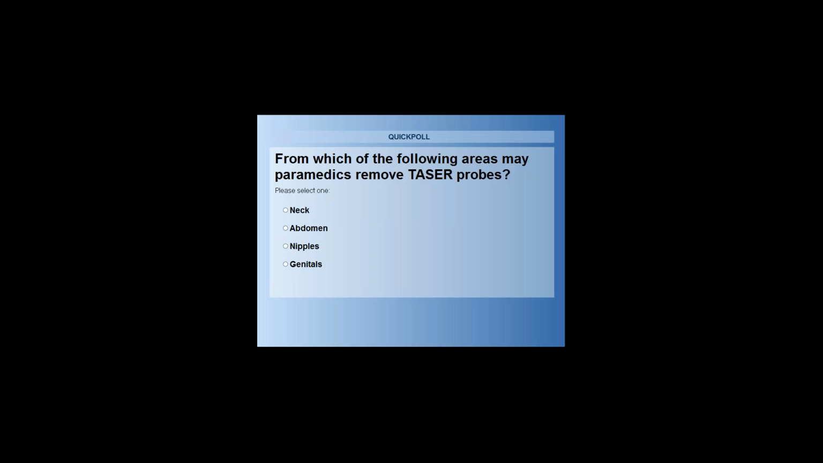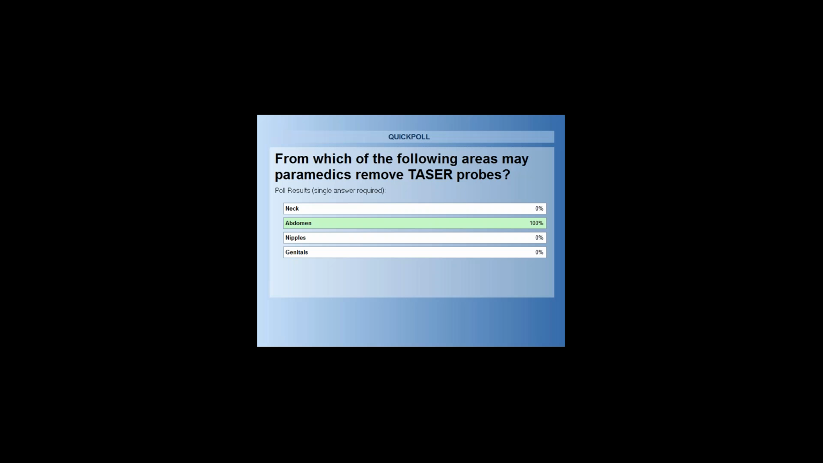So we have a multiple choice question here about probe removal. All right, so I've launched it. The question is, from which of the following areas may a paramedic remove the taser probe? It may have been a while since we've seen this medical therapy, so it's a really good review. All right. 100% of the audience have said the abdomen. Well done. That's absolutely correct. Out of these options, that's the only place you could remove the probe from.